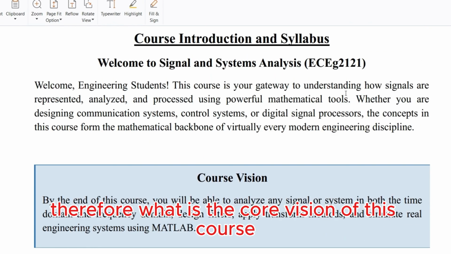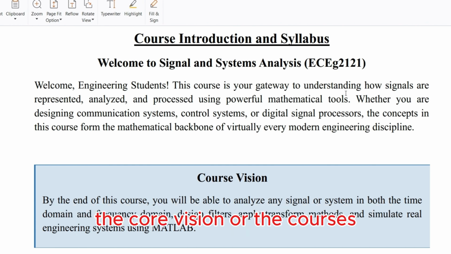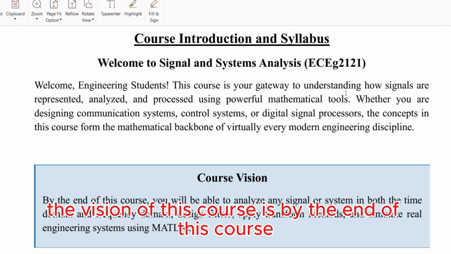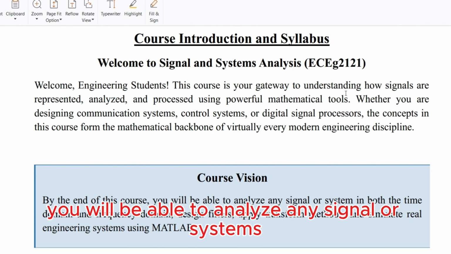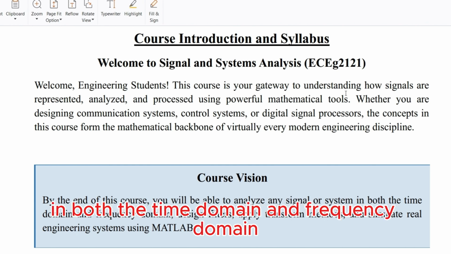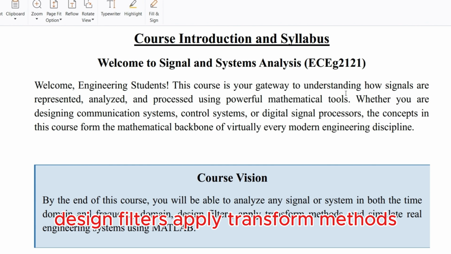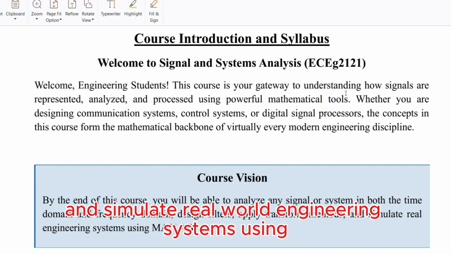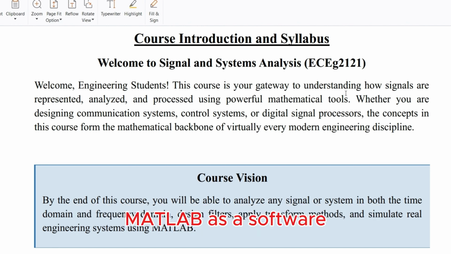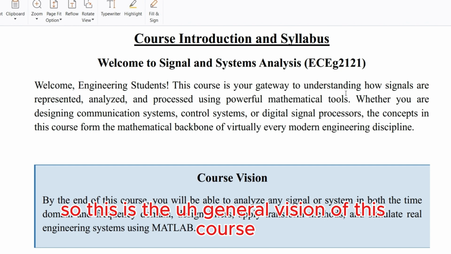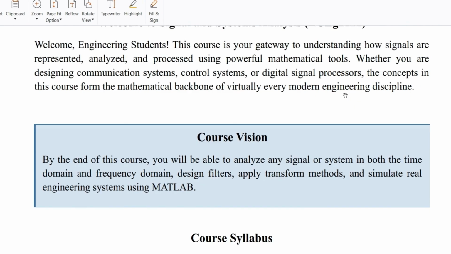Therefore, what is the core vision of this course? The vision of this course is that by the end of this course, you will be able to analyze any signal or system in both the time domain and frequency domain, design filters, apply transforms, and simulate real-world engineering systems using MATLAB as software. So this is the general vision of this course.